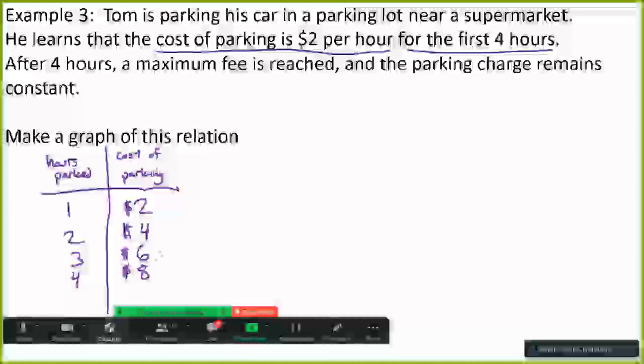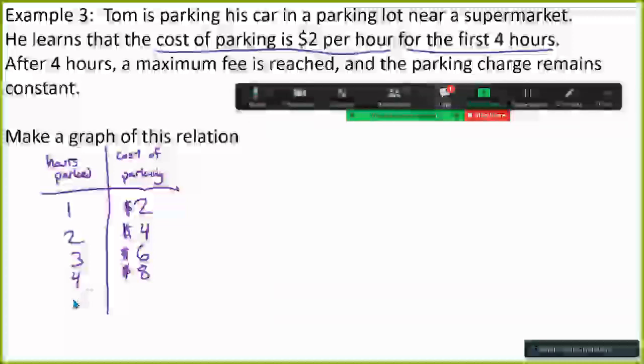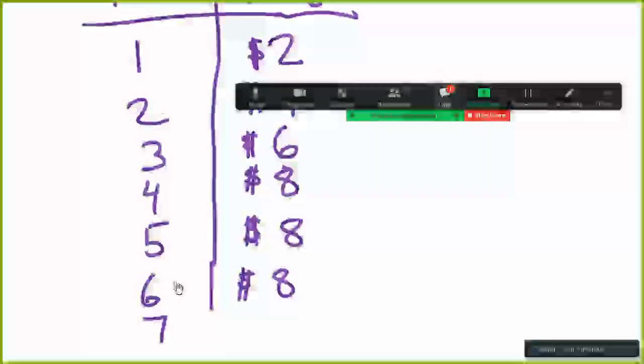Then after 4 hours, the parking charge remains constant, which means it's not going to change anymore. So how do we show that with our table? 5 hours? Still $8. 6 hours, still $8. 7, still $8.